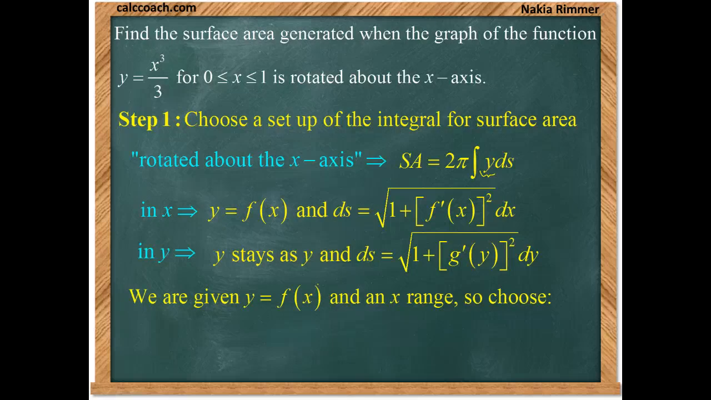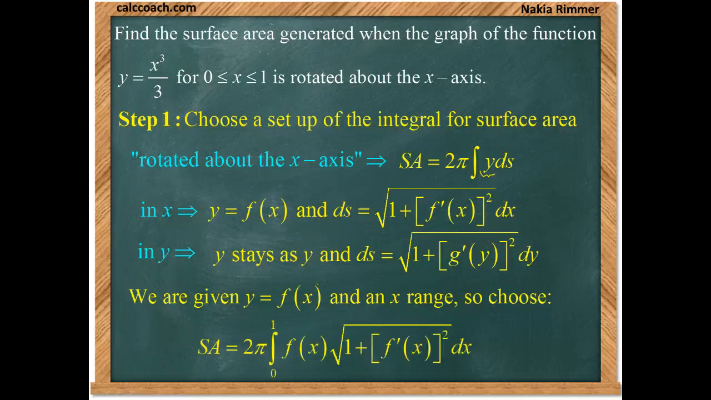We are given y is a function of x, and we're given an x range. So that's a hint that maybe we should try to do it in x. And if that's the case, then we'll replace y by f of x, and we have the arc length formula in x. And we're going from x equals 0 to x equals 1.